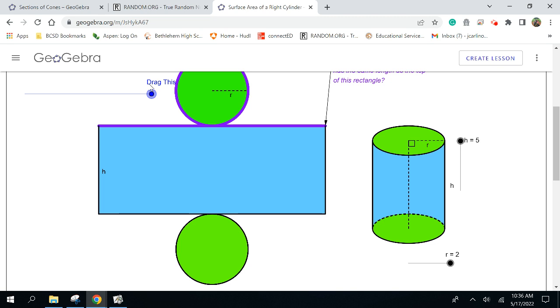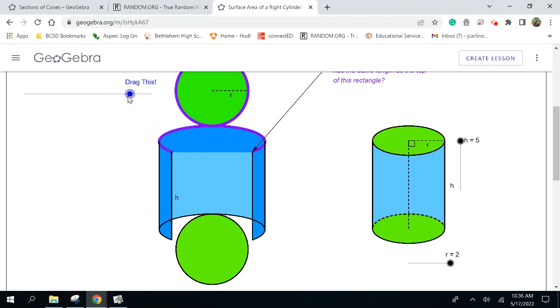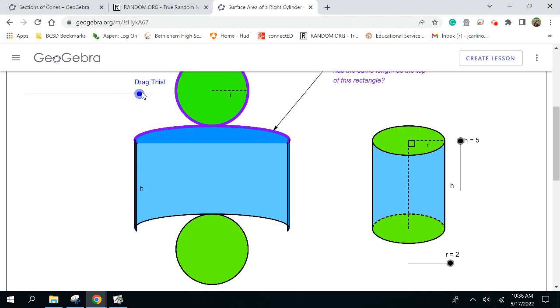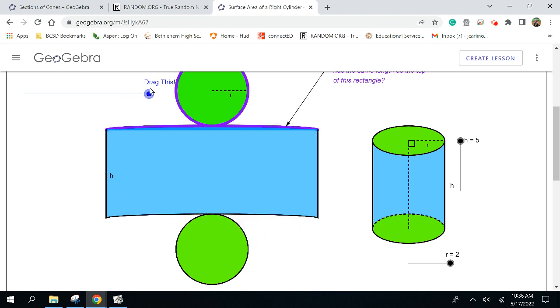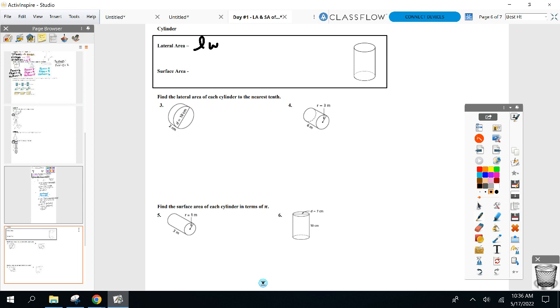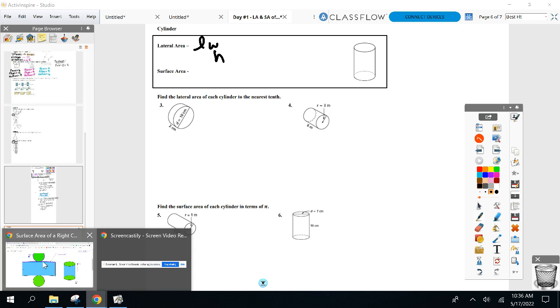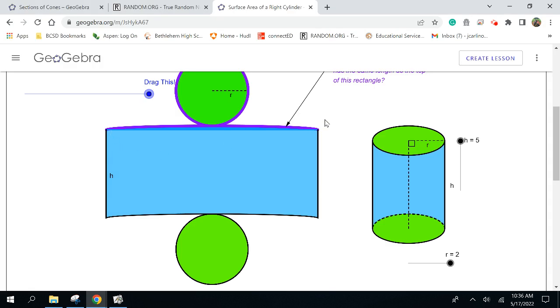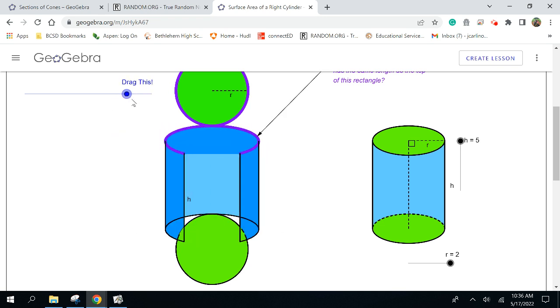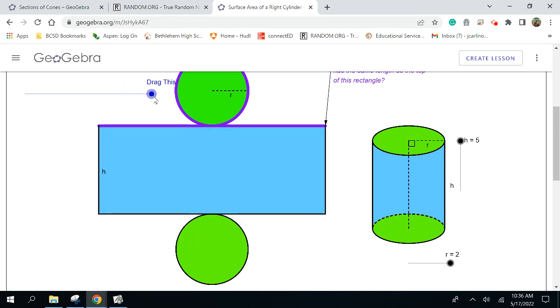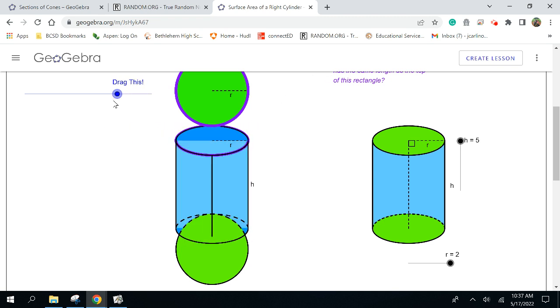What is this part of the cylinder right here? I know I have an H there, but it's going to be what? That's the height of the cylinder, that side of the rectangle. So it's going to be something times height. Here's where you're going to make your money with me. What about this side? See that top part there? What do we call that distance right there?